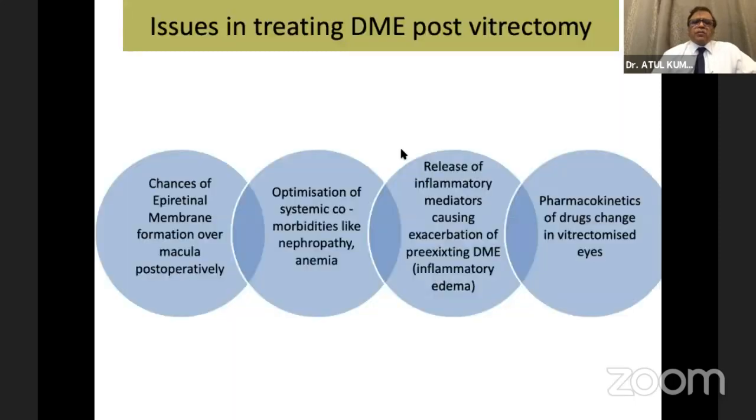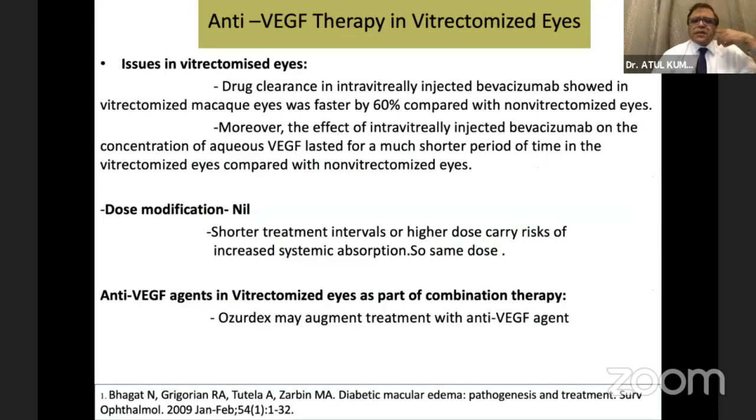So the issues of post-vitrectomy, you might have an ERM formation after surgery, comorbidities, release of inflammatory mediators, though you may actually decrease them, they may exacerbate because after vitrectomy, there's also a lot of inflammation. And the pharmacokinetics of the drugs, especially anti-VEGFs, change in vitrectomized eyes. So drug clearance is faster for anti-VEGFs. So always remember that in vitrectomized eyes, you may need to give steroids only, it's Ozurdex or triamcinolone. And dose modification, as is recommended, is that you should not reduce the dose. As in silicone-filled eyes, you do 50% of the dose, but in vitrectomized eyes, you give the full dose of the anti-VEGF.